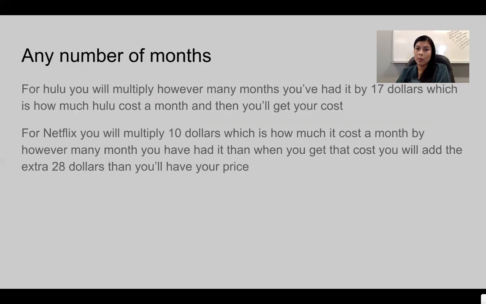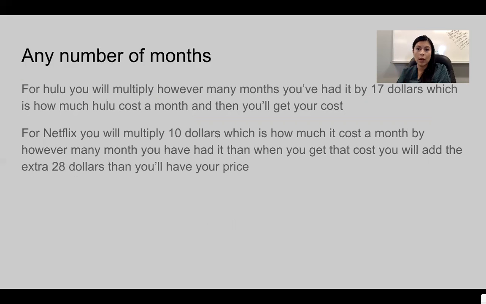This one said you're going to multiply however many months you've had it by $17. For Netflix, you'd multiply how much it costs a month, which is $10, by however many months you've had it, and then you need to add the extra $28 and you'll have your price. So these two right here, they didn't give you a specific number, and they didn't tell you that you had to add to the one before it.